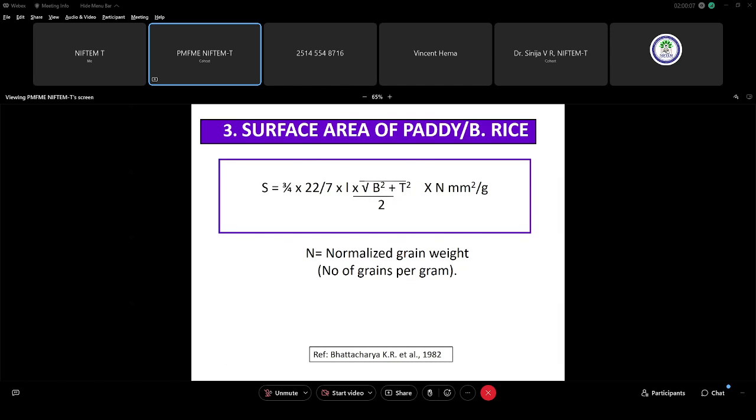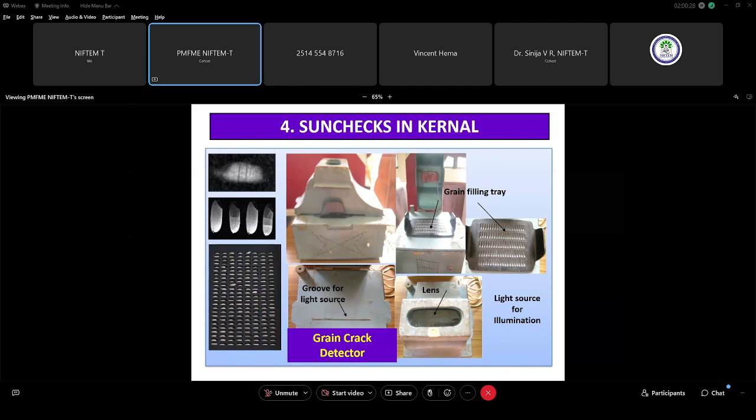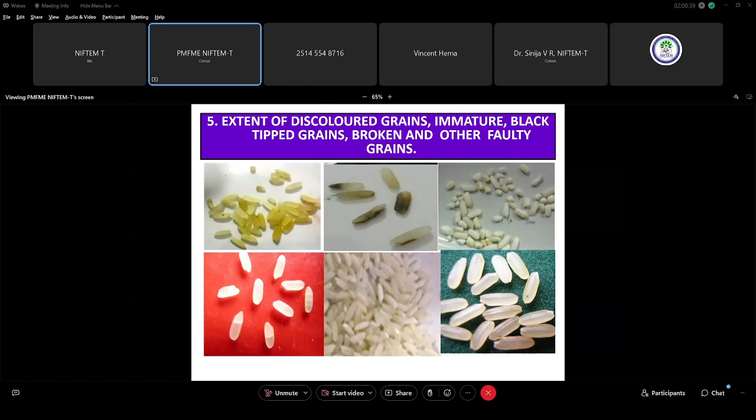Here you can see the surface area calculation. If you know the length, breadth, and thickness, you can calculate the surface area. The smaller the grain, the more the surface area. The more the surface area, the greater the absorption of water. So this parameter is very useful during the processing of rice. In order to see the checks in the grain, we can use the grain crack detector, where even the checks present in the paddy can be assessed.